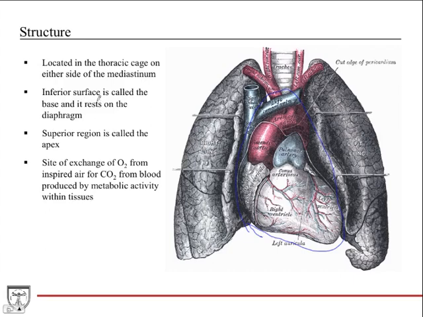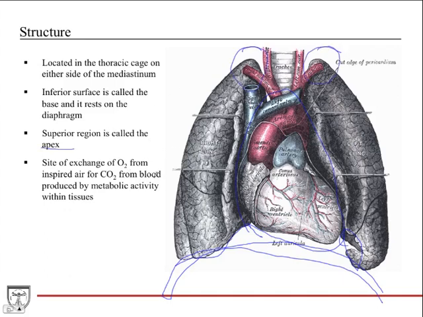either side of that, and the inferior surface, so that would be this surface down here and this surface down here, is called the base of the lung, and it rests on the diaphragm, which is that dome-like muscle at the base of the thoracic cage. It goes up like this. The superior region, so this portion here and here, is called the apex.